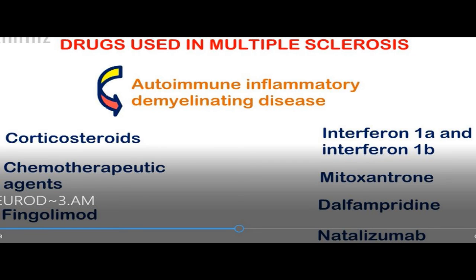Another drug that's used in MS is dalfampridine, which is a potassium channel blocker, and can be administered orally to improve walking speeds in the patients. There is also the monoclonal antibody natalizumab that can be indicated for patients who have failed first-line therapies.